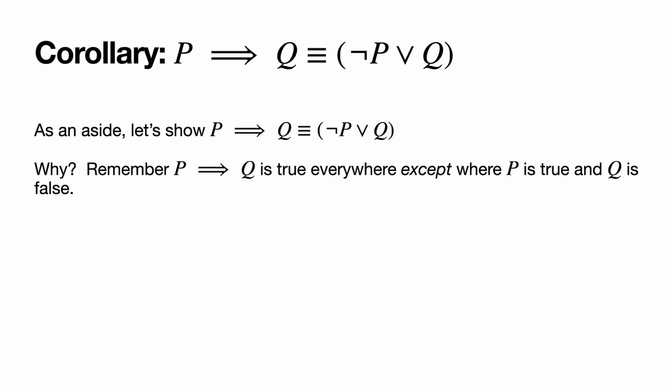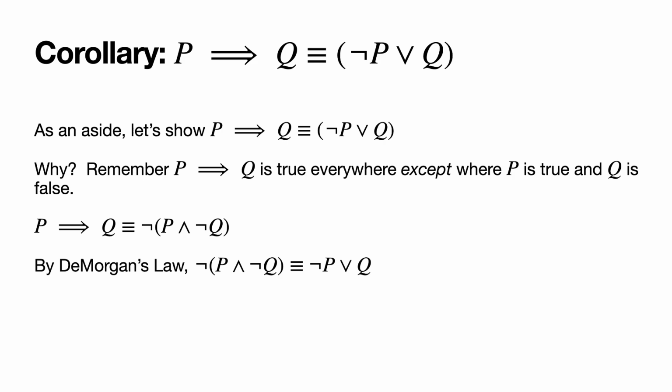The intuition before we get started is remember that P implies Q is true everywhere except where the antecedent P is true and Q is false. So P implies Q is kind of equivalent to not (P and not Q). And if we apply De Morgan's law to not (P and not Q), remember we distribute that negation and we flip the conjunction to a disjunction. So we'll get not P or Q. Here we go. Once again, we flip the sign, we distribute the negation, we get double negation on Q, which is just Q, and we get not P or Q.